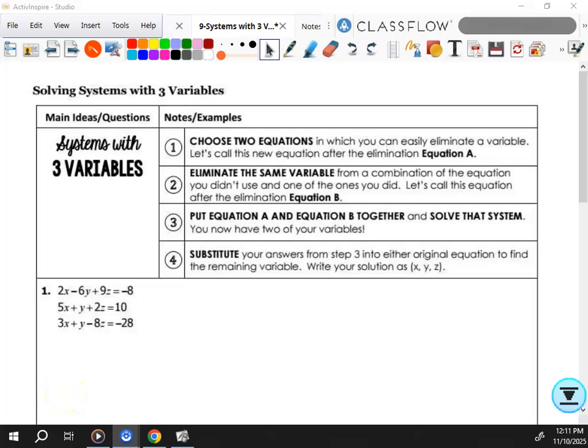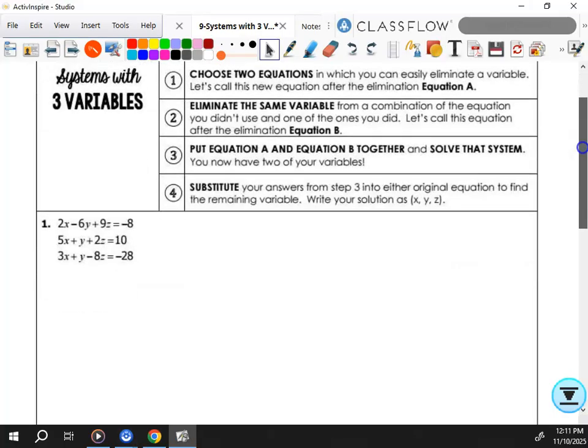Okay, we did systems of equations with 2 equations, 2 variables. So now we have 3 variables, which means we need 3 equations. The process is still pretty much the same. That's why we're not going to do tons and tons of examples, but there are a couple little things you have to pay attention to.